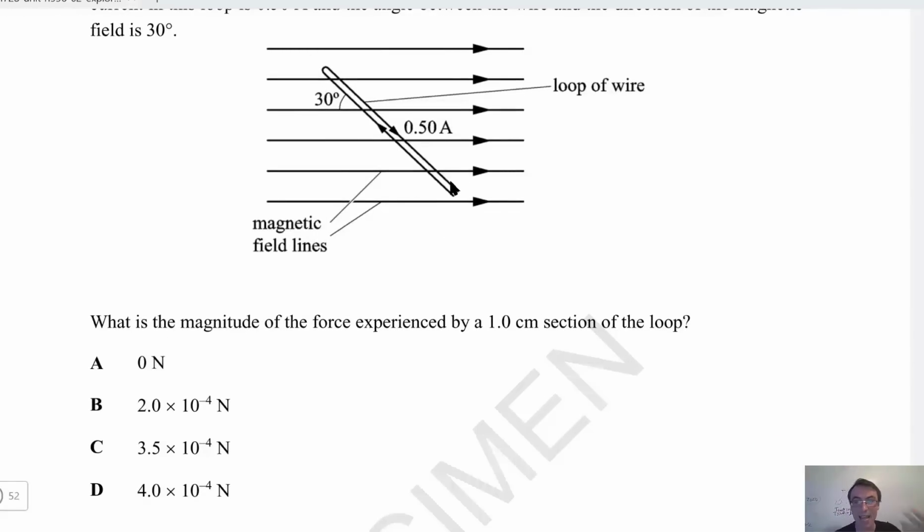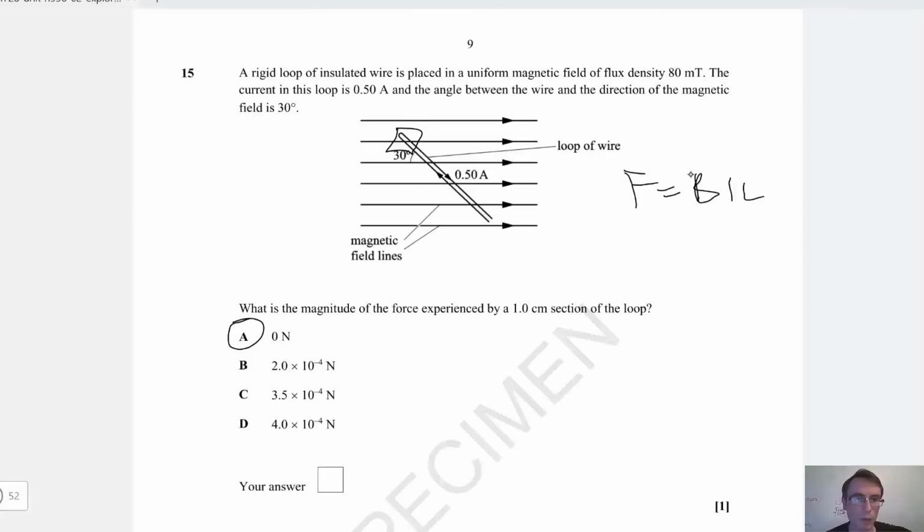And if that is the case, well, they should be experiencing force due to F is equal to BIL, but because the current is in opposite directions, by 1 centimeter section of the loop, I mean sort of, I guess, of the entire loop, therefore, they're going to experience the same force in opposite directions. So the magnitude of the resultant force should be 0 newtons.